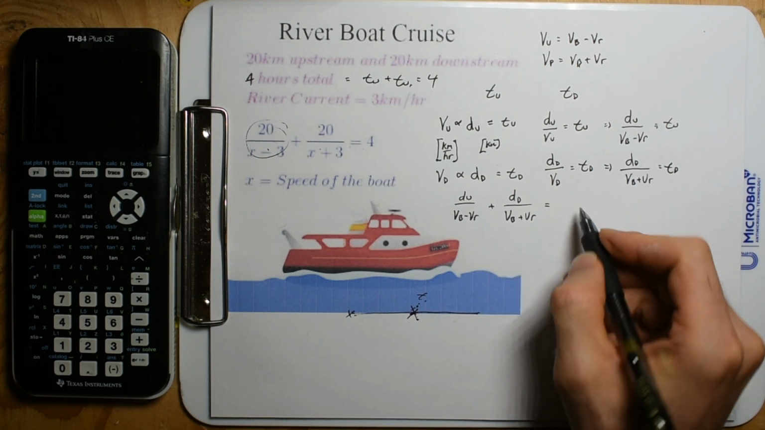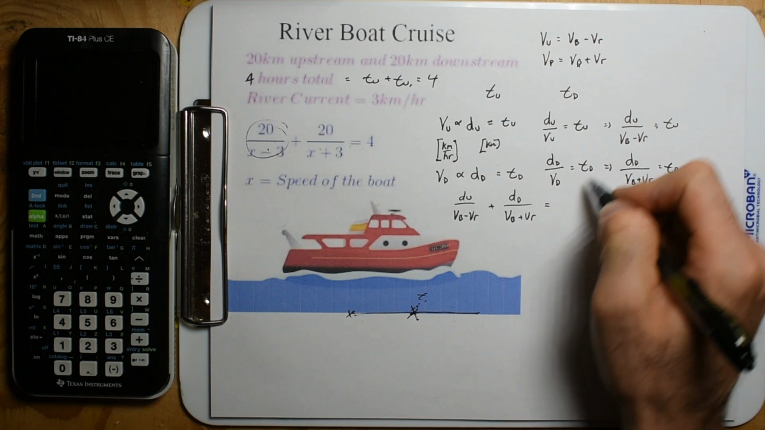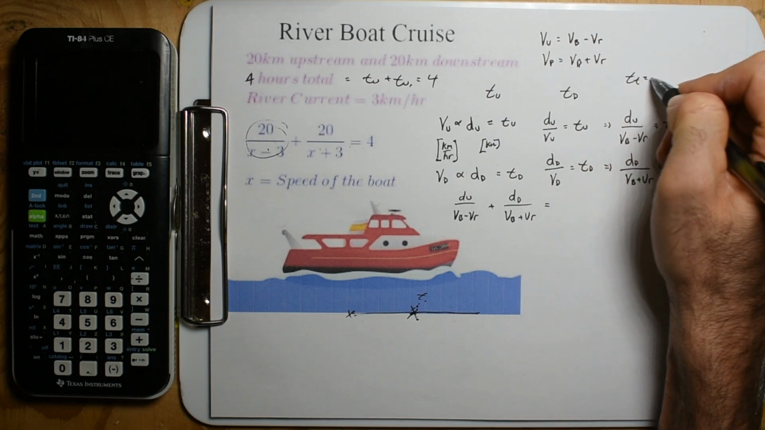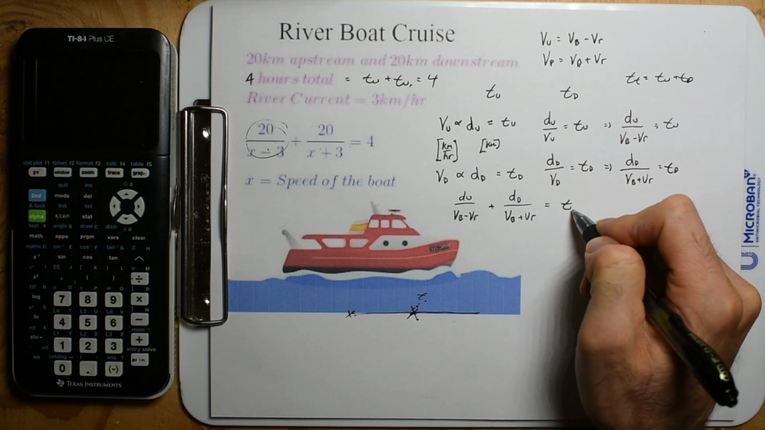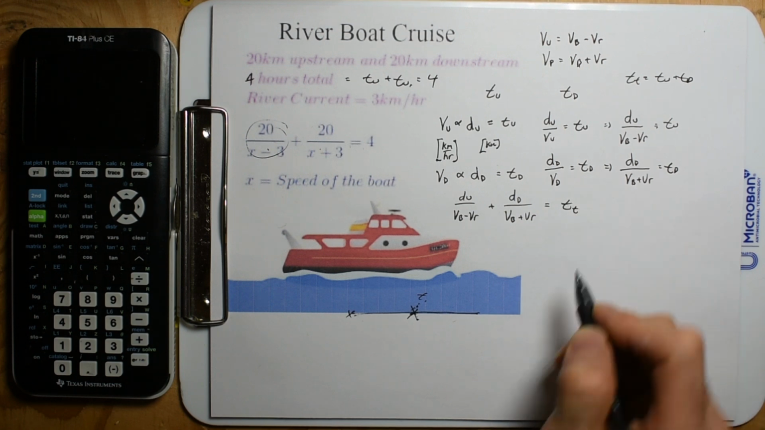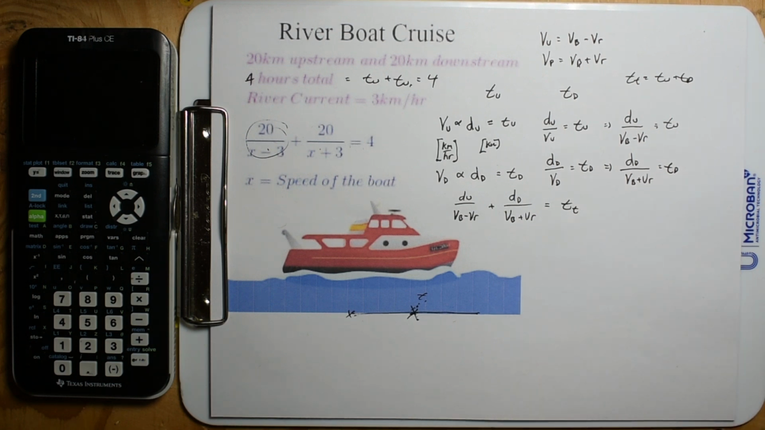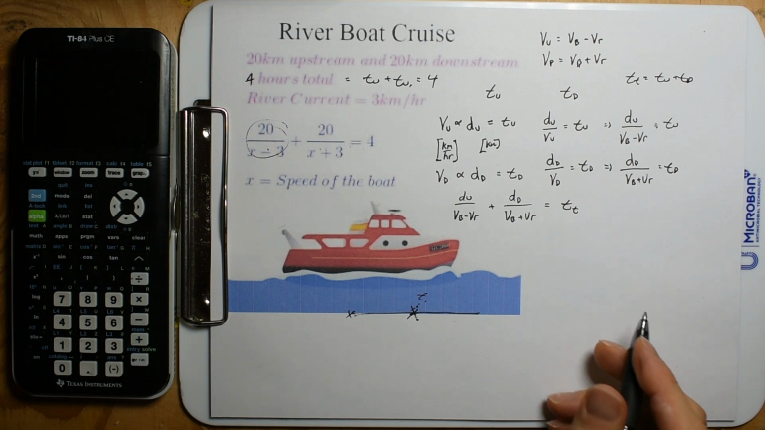All right, so this is going to be equal to, and we're just going to say the time total is time up plus time down. So we're just going to keep this all in letters. This is just going to be time total. Sweet.